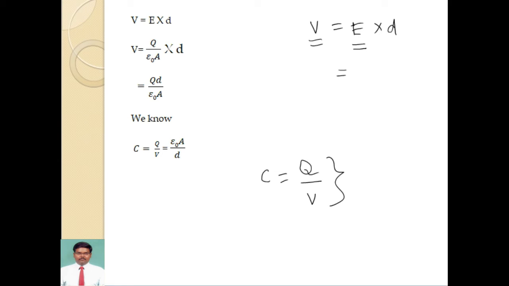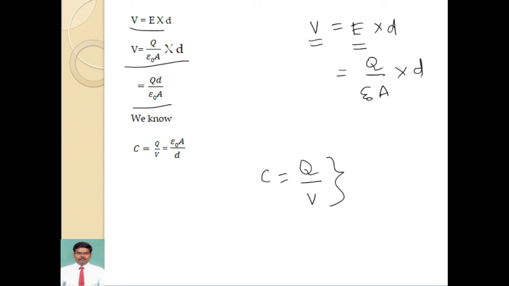So I'm going to write, instead of E, Q by epsilon naught A into D. That is what is given here. V is given by E into D, Q by epsilon naught A into D. So QD by epsilon naught A. And now I got the value for the potential.